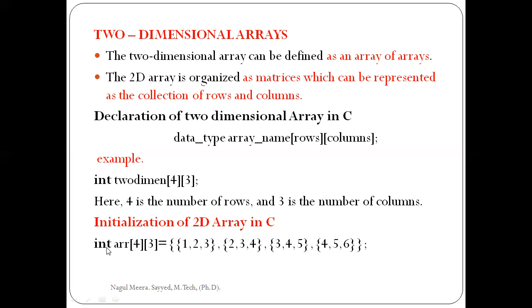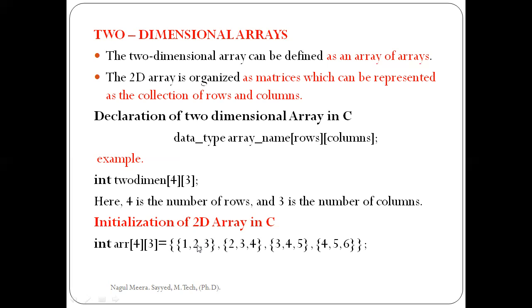Here, int is my data type, arr is my array name. One subscript for rows, second subscript for columns. So 4 3 means 4 rows, 3 columns, equal to, in square brackets, same as a one-dimensional array, in curly brackets.